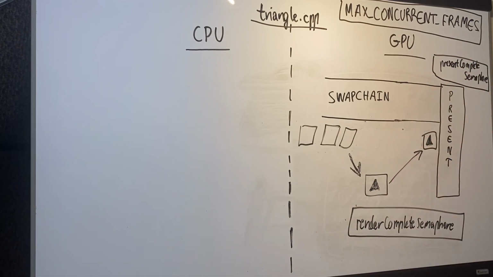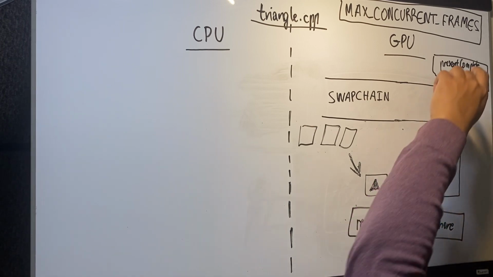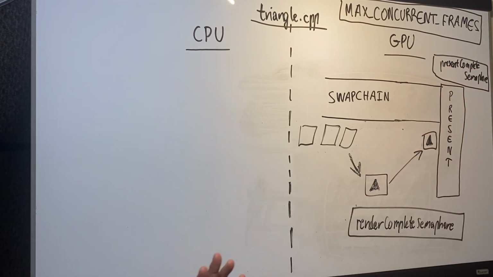What is the present complete semaphore? Basically it's saying, hey, we're actively presenting the frame and it's not available for anything else. Once we're finished presenting the frame, then you could do whatever you want to do with it. But until this is finished, this semaphore is going to be in an unsignaled state because it's presenting to the screen. All right. So we have the render complete semaphore and the present complete semaphore. And that's pretty much it.